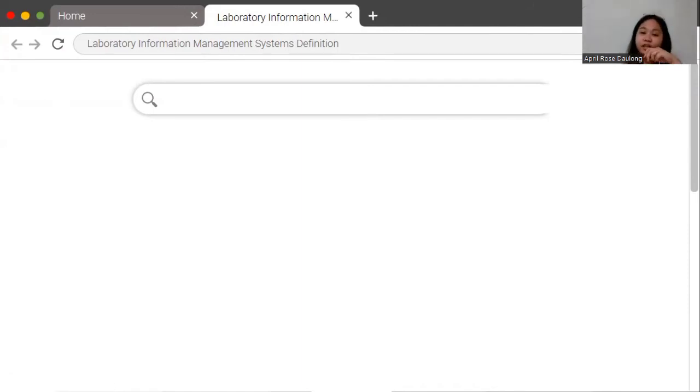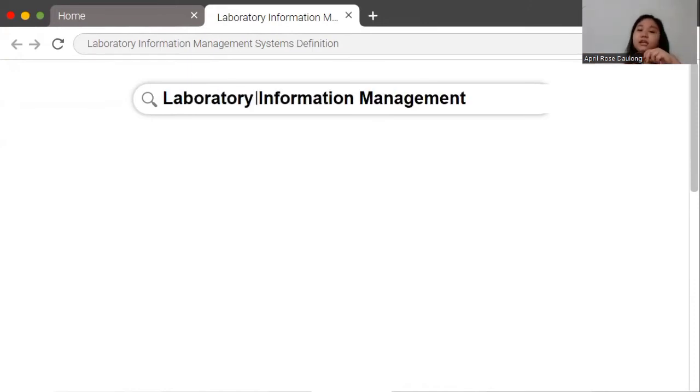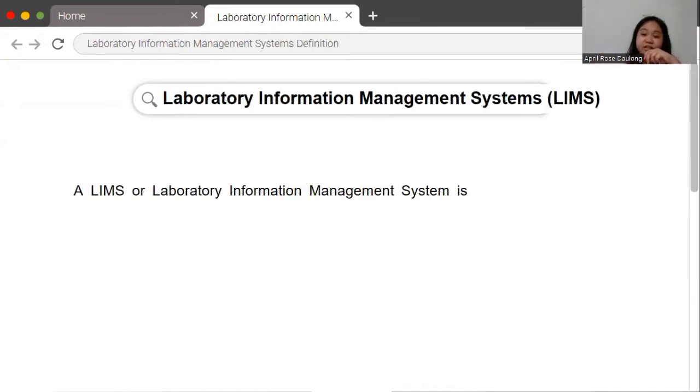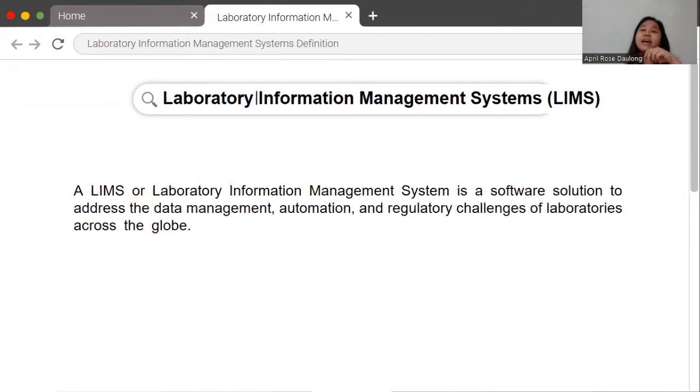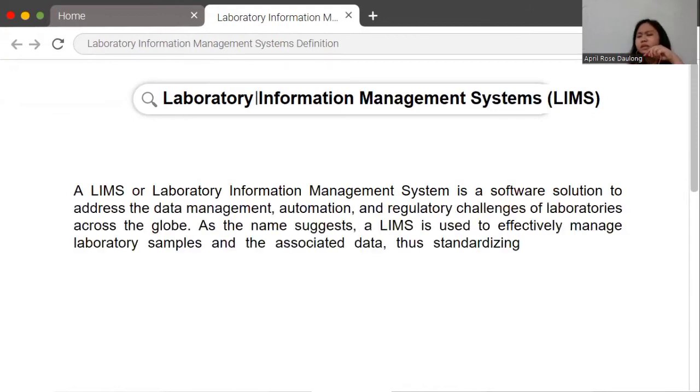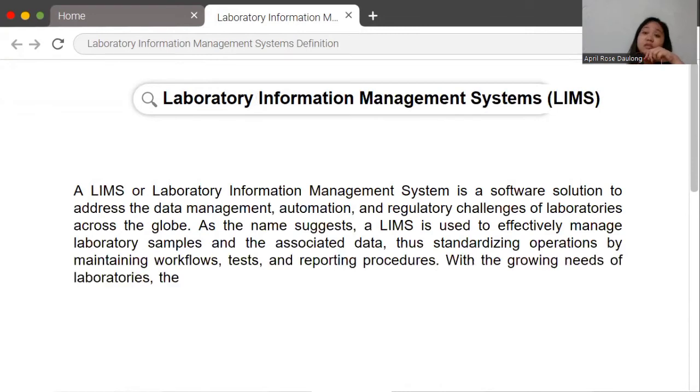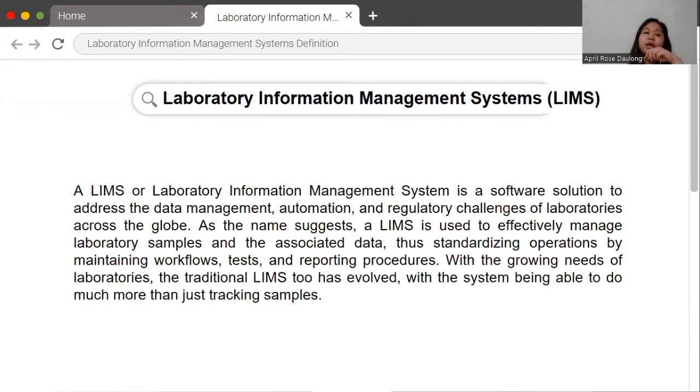I'm Ida and today I'm going to tackle the Laboratory Information Management System, or also known as LIMS. So, what is a Laboratory Information Management System? A LIMS is a software solution to address the data management, automation, and regulatory challenges of laboratories across the globe.